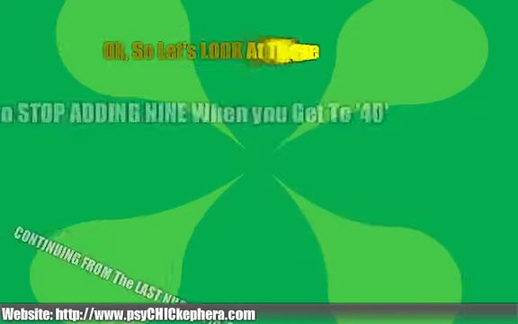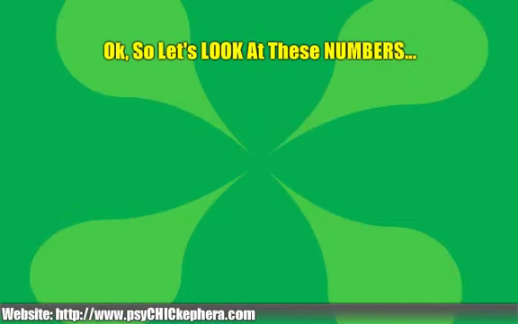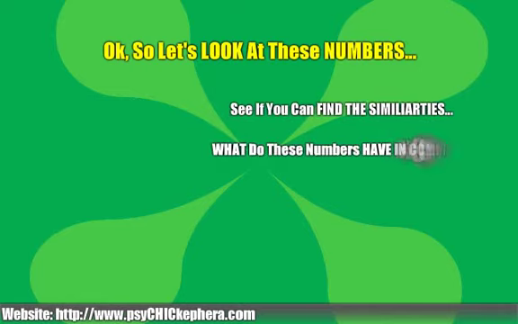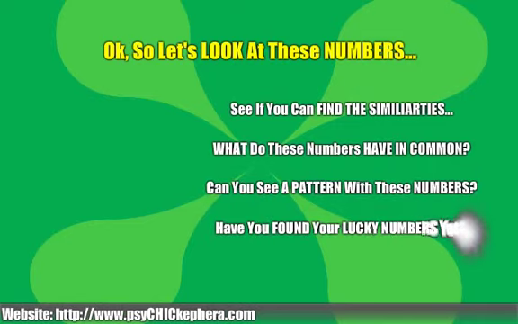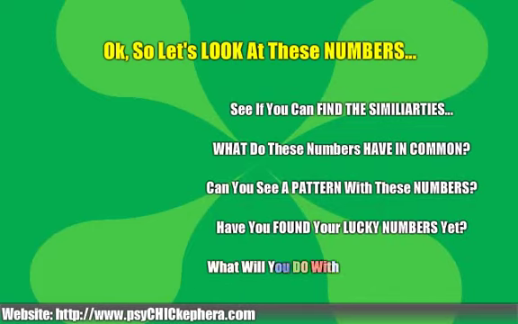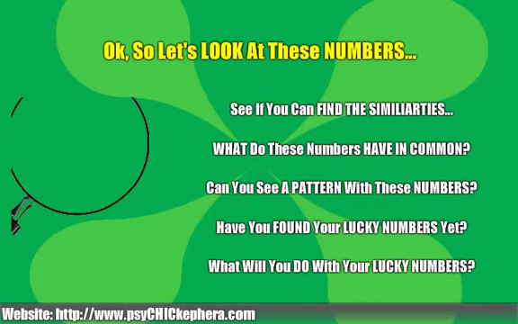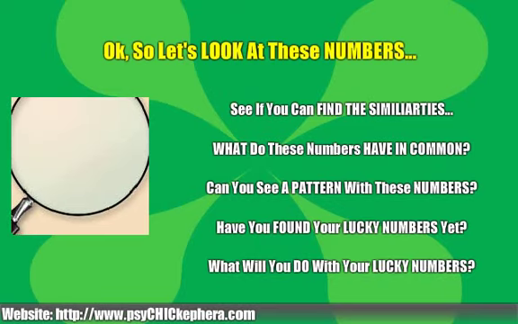Okay. So let's look at these numbers. In column 1, we have 4, 13, 22, 31, and 40. Can you find any similarities? What do these numbers have in common? What is it that really stands out about them? Let's pause for a few moments and examine the numbers in column 1 a little more closely.